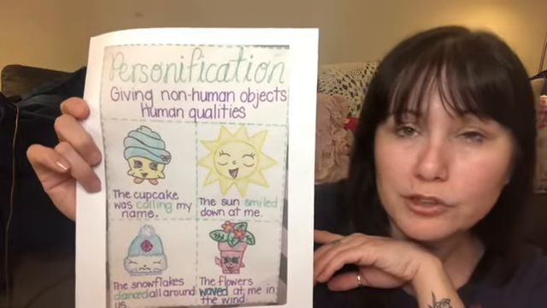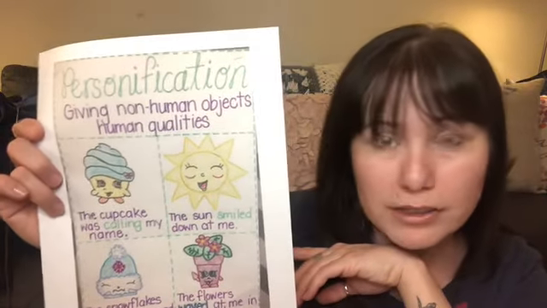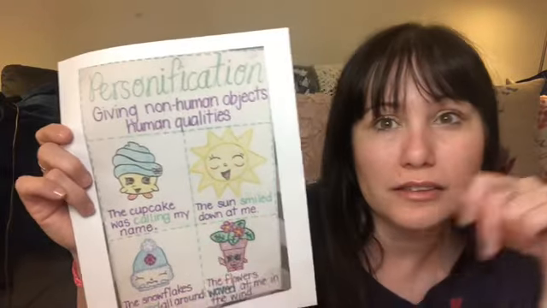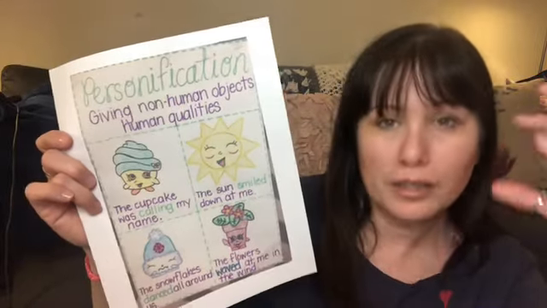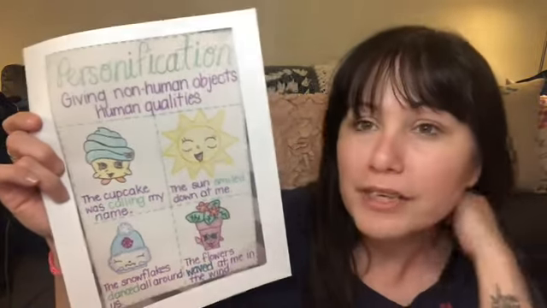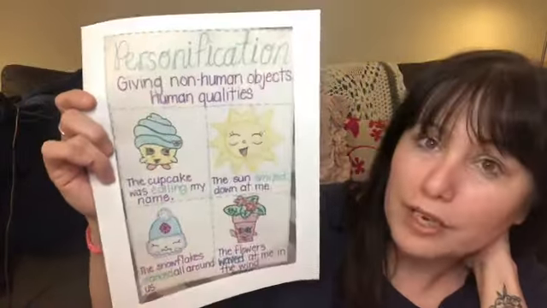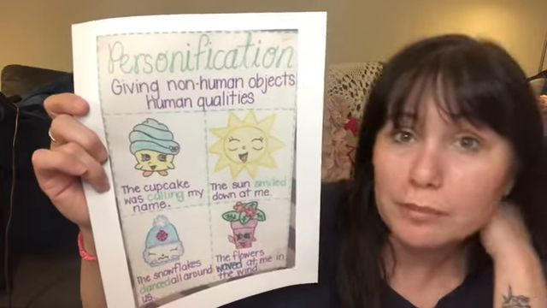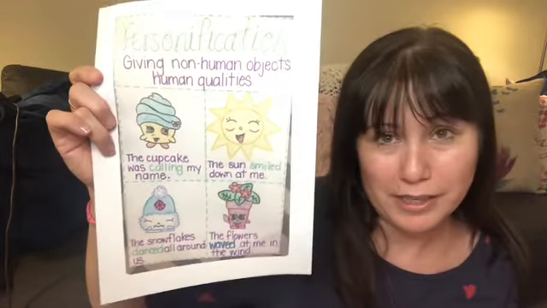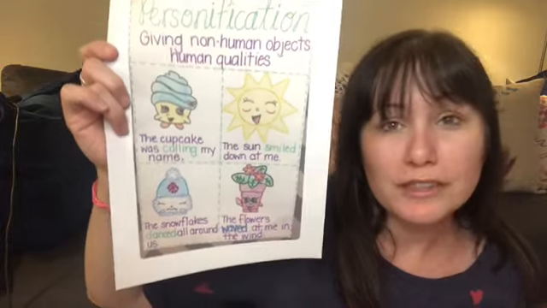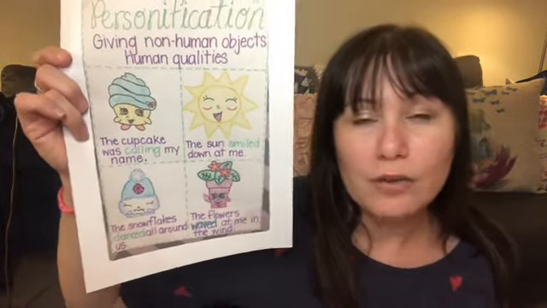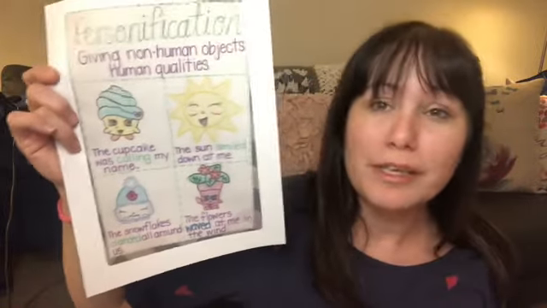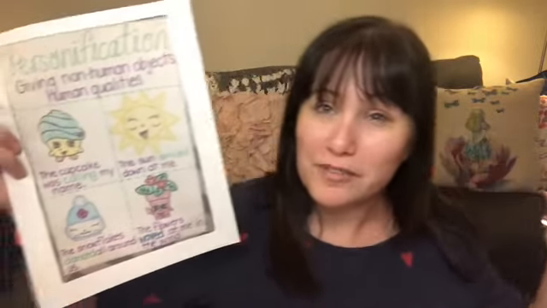We know that cupcakes don't really speak. They don't really say our name. I think what the author means in this sentence is that the cupcake looked so yummy, I wanted to eat it. It's like it was calling my name. It was calling for me. The sun smiled down at me. Being out on a warm summer day, it might feel like the sun is smiling at you. Snowflakes, when they fall from the sky, might look like they're dancing. And flowers waving in the wind might seem like they're actually waving at you.